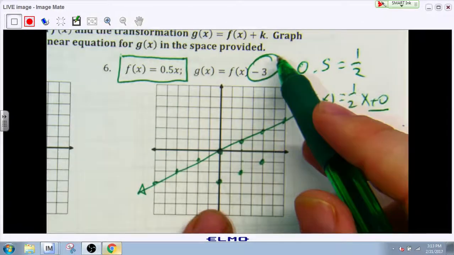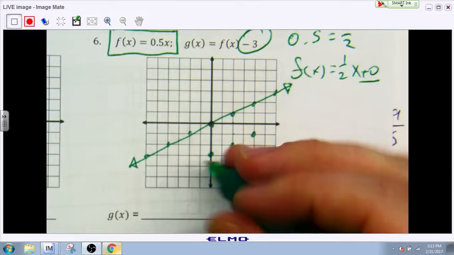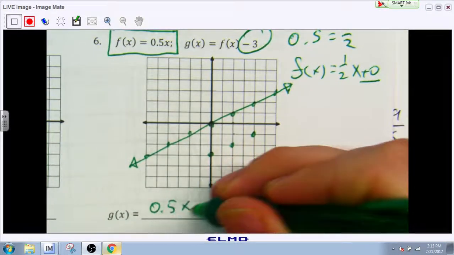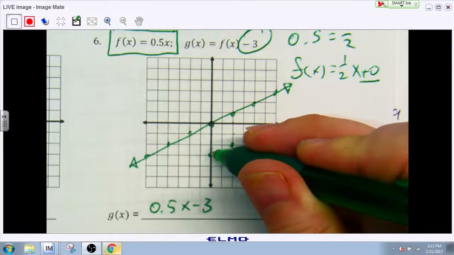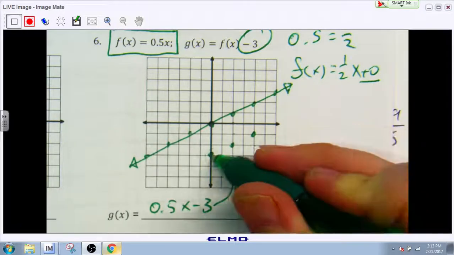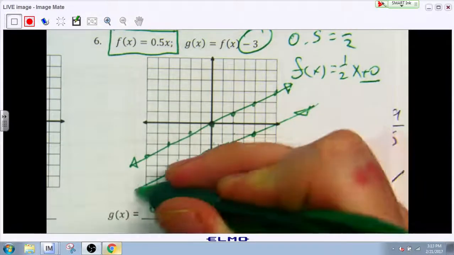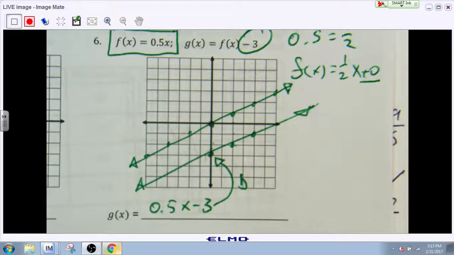Or you could also view it as my new g of x equation is 0.5x minus 3. So I know that this is negative 3 here. This is my new b. Okay, and so from b, up 1 over 2, up 1 over 2. So essentially that's how I create my parallel line. Kind of neat.